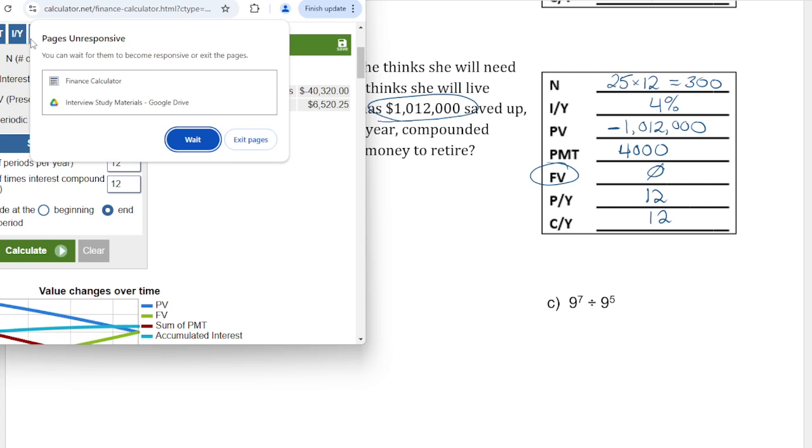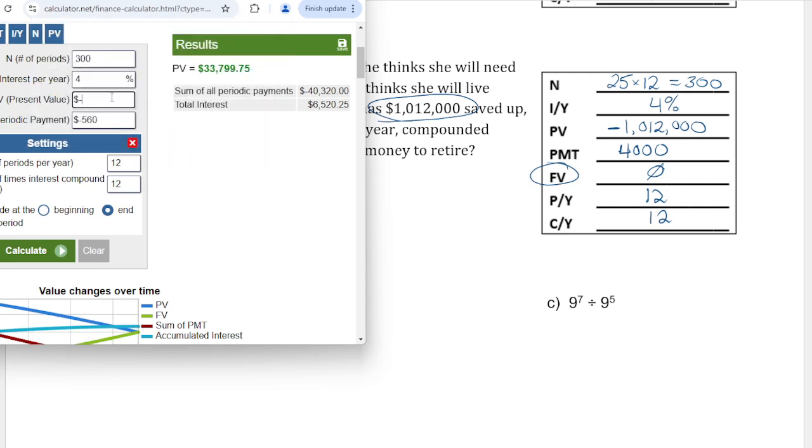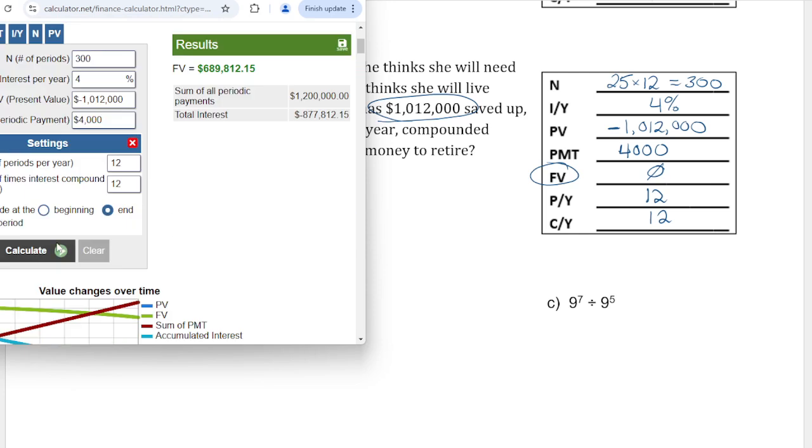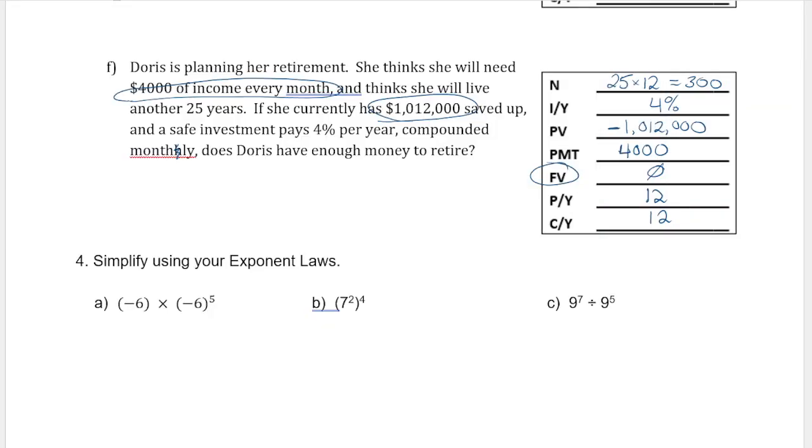Minus 1,012,000. $4,000 payments monthly. And what would that calculate to? So that says our future value is still $689,000, meaning that we've still got money to spare, which is great. We've made almost $900,000 in interest in that 20 years. So that's great. She's in really, really good shape.